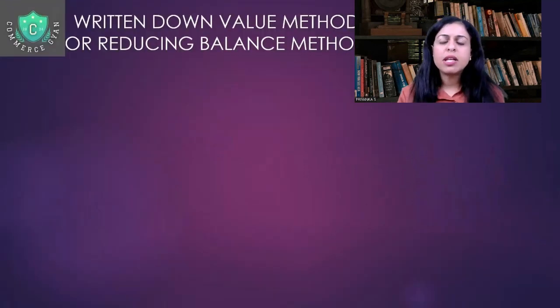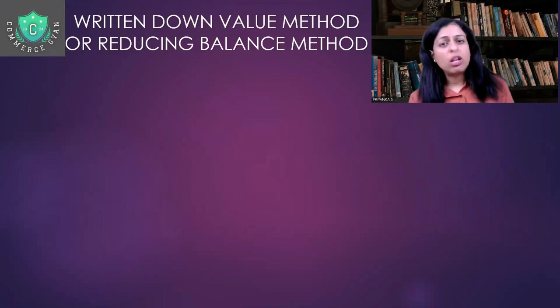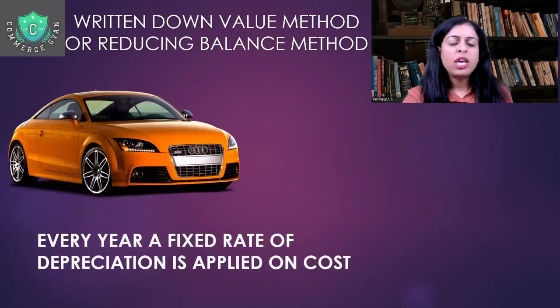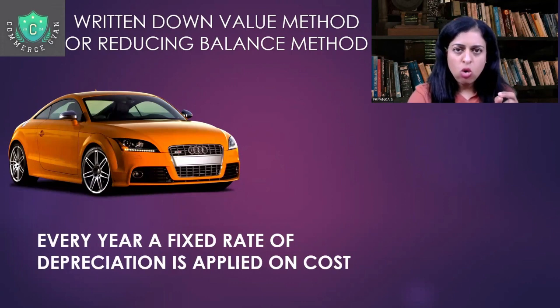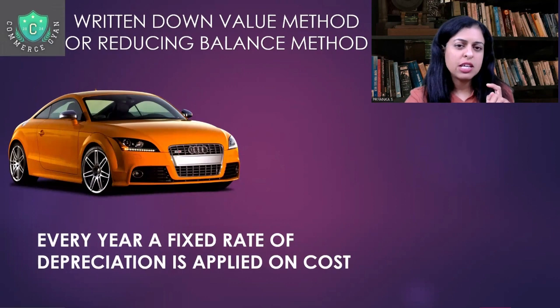There is a second method which is called the written down value method or reducing value method. How is it taken into consideration? Again, if we have a car, every year a fixed rate of depreciation is applied on this cost. The car value was how much? 30 lakhs. I have to consider a rate of depreciation, and every year on the reduced value of that car, I am going to charge that rate of depreciation. Now let's see the example.